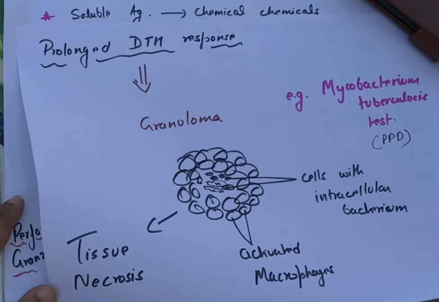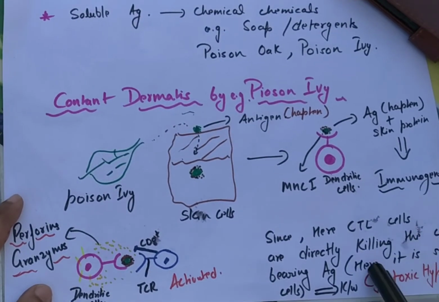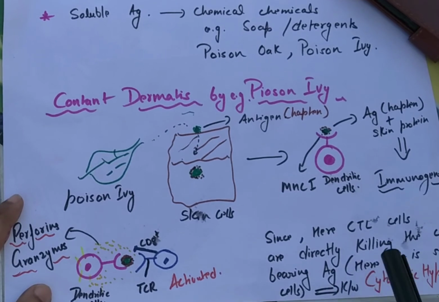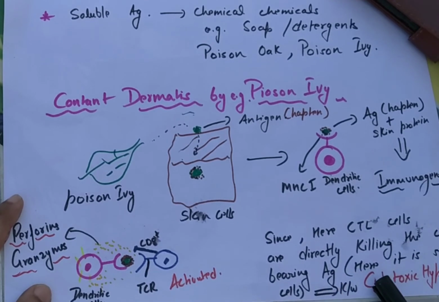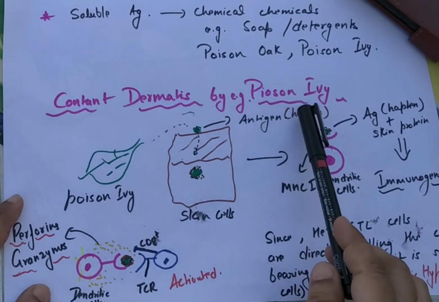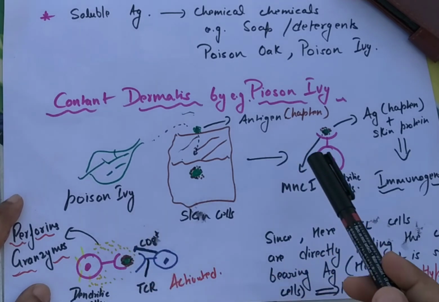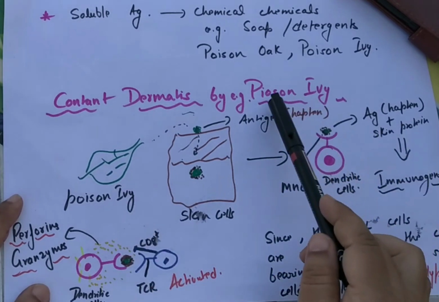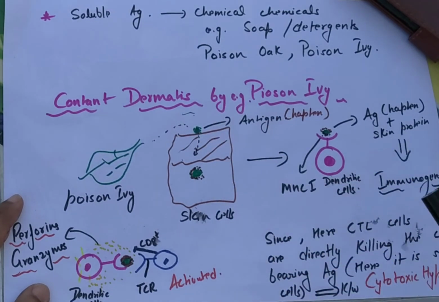Okay. As I said, both TC and TH can get involved in type 4 hypersensitivity. Generally it is TH mediated, but in a few cases we can see that TC cells also get involved and directly kill the cell. For example, I have taken an example of poison ivy. That is contact dermatitis caused by poison ivy. What happened? See, you have to understand that this contact dermatitis can also be caused by TH cells. But in a few cases, in a few persons, it may be caused by TC cells.